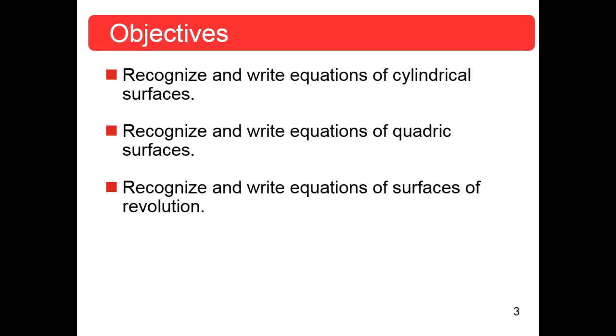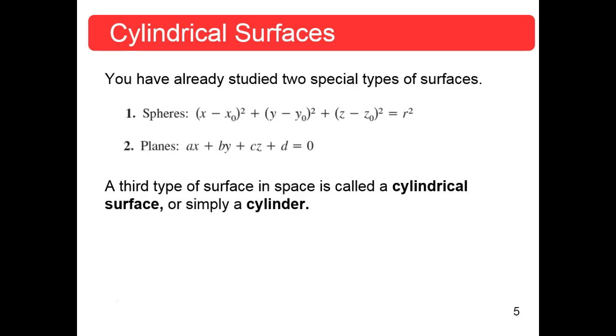So let's start with the objectives here of 11.6. Now, if later y'all want to back up and do something else, we can. But 11.6, the objectives here: recognize and write equations of cylindrical surfaces. Those are quadric surfaces, by the way. Recognize and write the equations of quadric surfaces. And recognize and write the equations of surfaces of revolution. We may not spend as much time on that because that wasn't mentioned in the course description. So let's pick up and go where we are. Let's start with cylindrical surfaces.